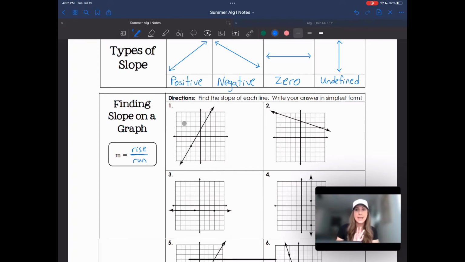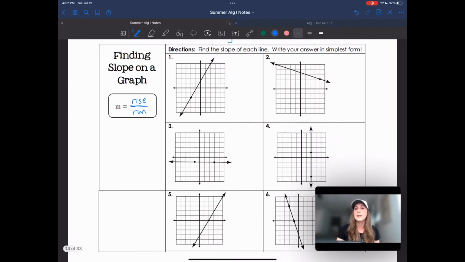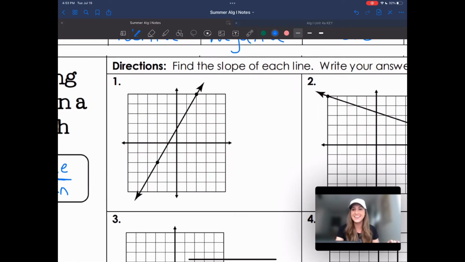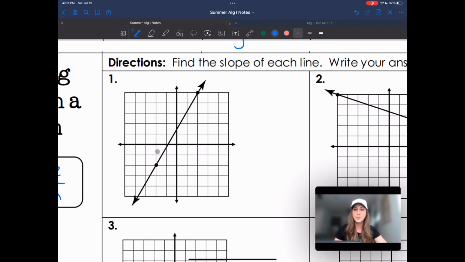So directions say, find the slope of each line, write your answer in simplest form. Now, there's a lot of ways that you could be taught this. I'm going to teach you my way, which I think is the easiest way. All right, so let's zoom into number 1 here.